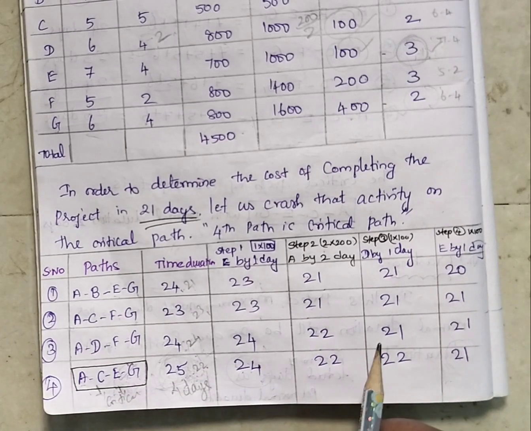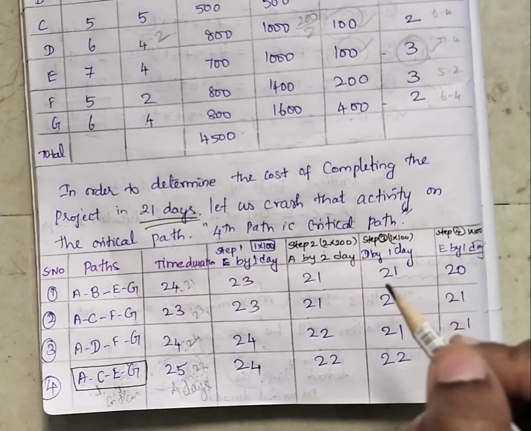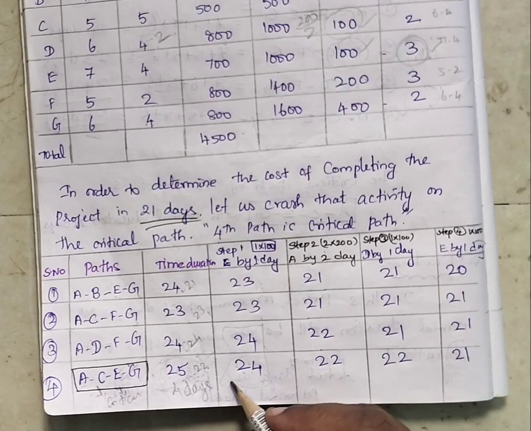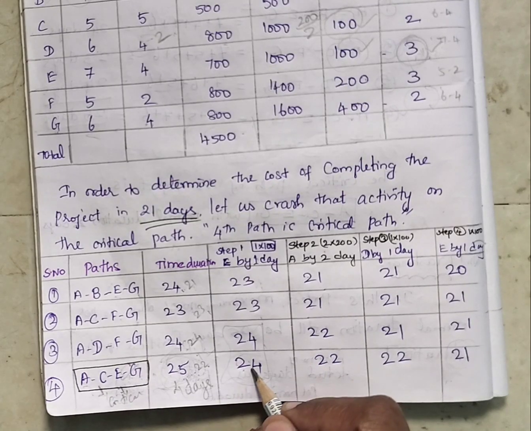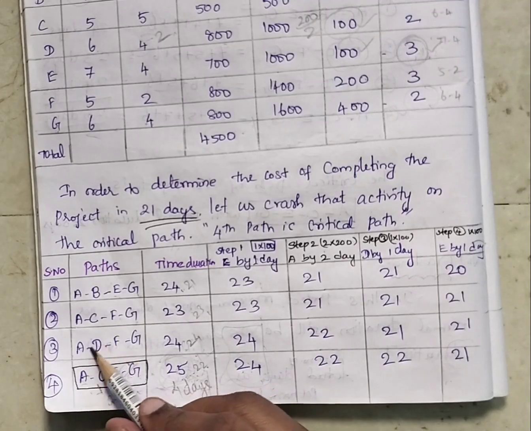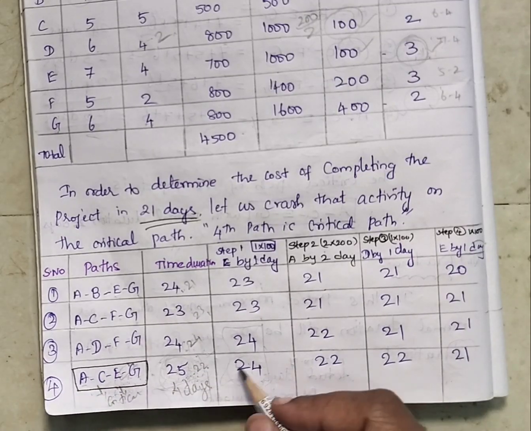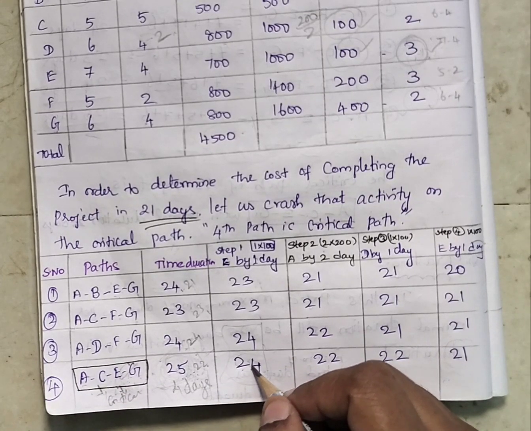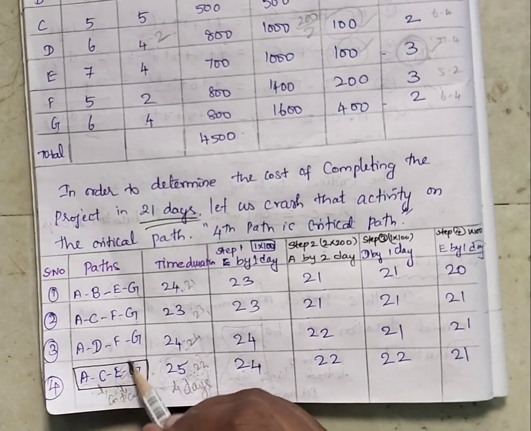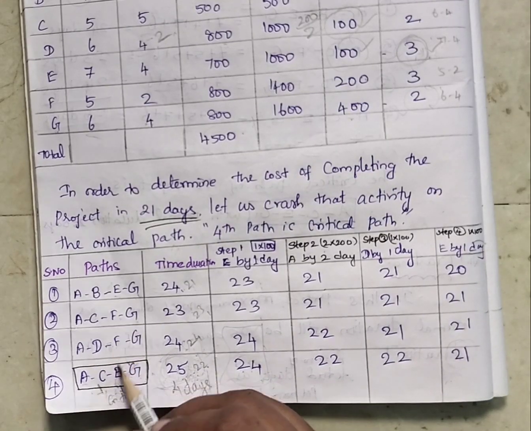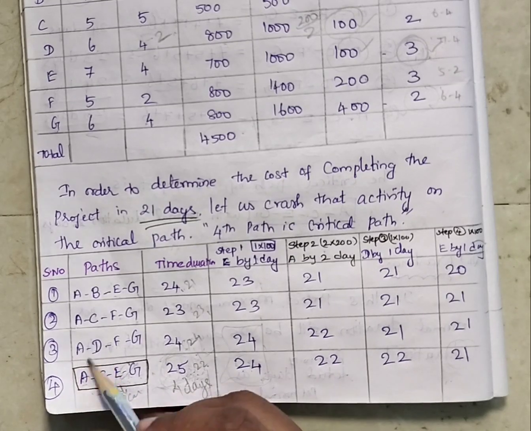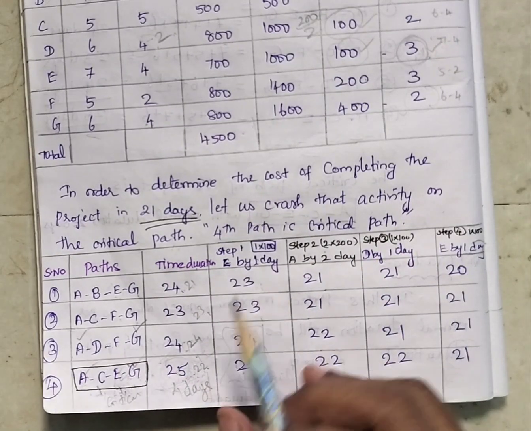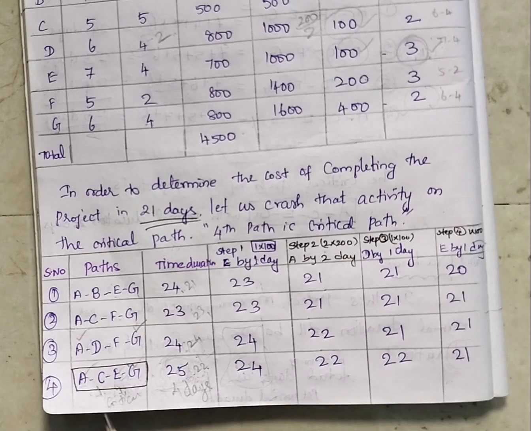Next step. These two paths have the same number of days. So we have to find a common activity to reduce, because if we reduce some other activity, the critical path status will again be affected. So we reduce the common activity present in the third and fourth paths. The common activities in these paths are A and G, so we can crash the days from A and G.